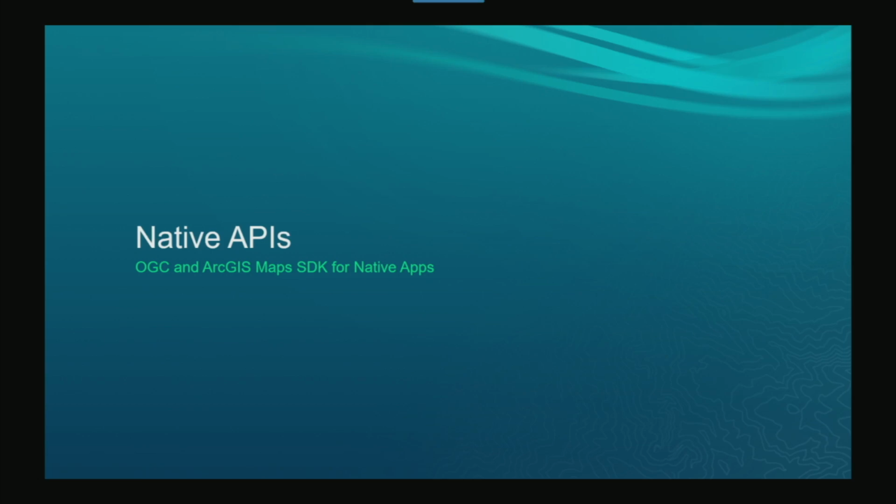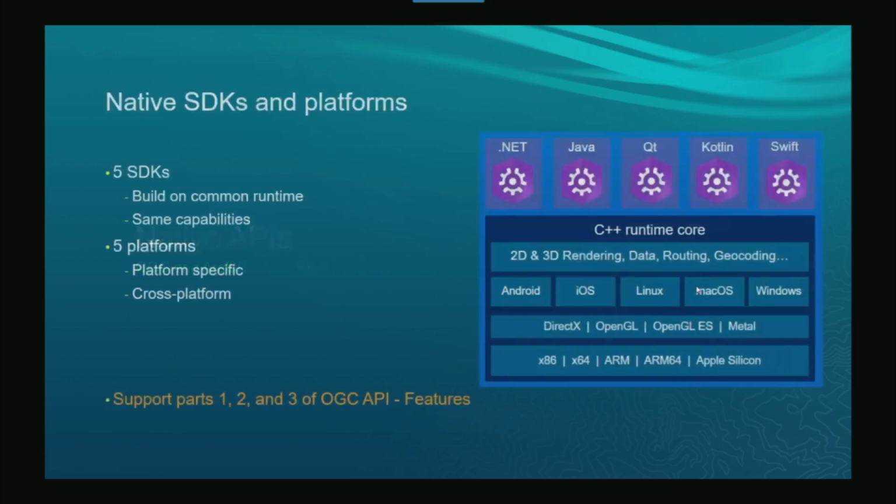This leads us into the native API part of our presentation and the support for OGC API Features there. This slide gives you a quick introduction on the different SDKs that we support with our native SDKs and platforms. So we have .NET, Java, Qt, Kotlin, and Swift. Same capabilities, built on a common runtime. We support 5 platforms. They're listed over here: Android, iOS, Linux, macOS, Windows.